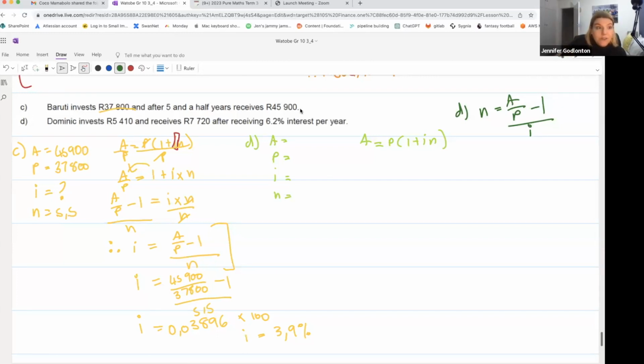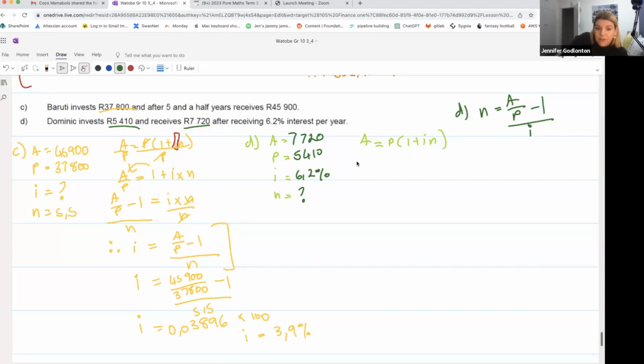Let's say we put in values. There's all kinds of different things you can do here. So we start by figuring out our question. Dominic invests 5,410 Rand and receives 7,720 Rand. So they invest, which means that's what's going in, 5,410. Receives, that's what's coming out, 7,720. Interest is 6.2% per year, and our N, we don't know.